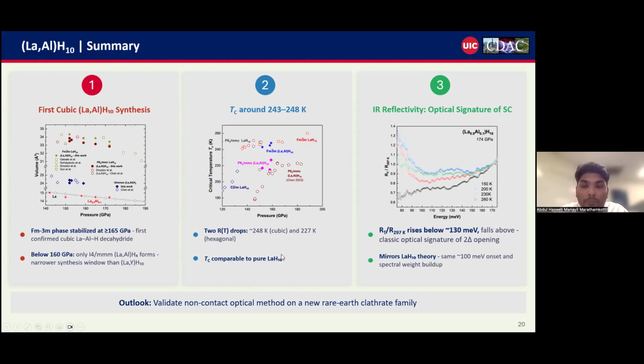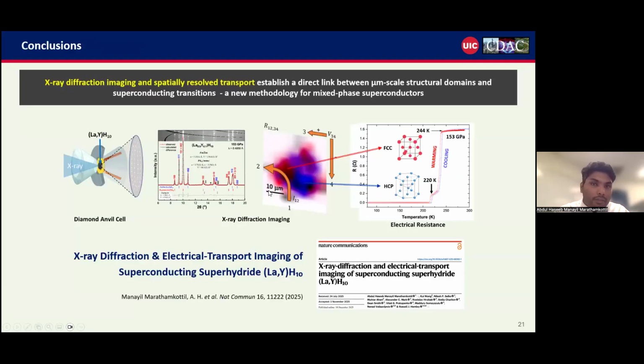Looking forward, this opens the door to a fully quantitative optical probe of the superconducting gap across the entire clathrate hydride family. So I want to close this scientific content with a takeaway message on this slide. We have shown that synchrotron X-ray diffraction, imaging, and spatially resolved transport can establish a direct, unambiguous link between micron-scale structural domains and distinct superconducting transitions. It answers a question that has been implicit in the field for years. When you see a broad or stepped resistance curve in a superconductor, what exactly is each feature telling you? Now we can answer that at the domain level.